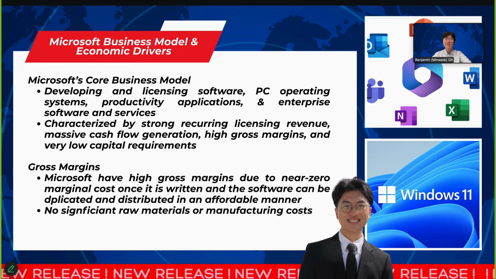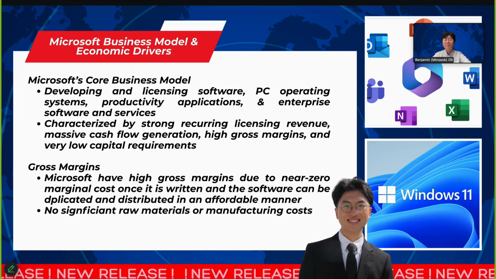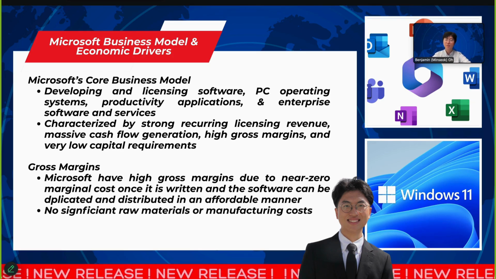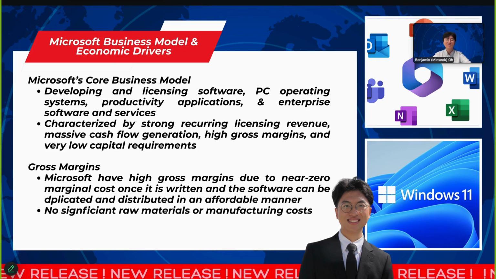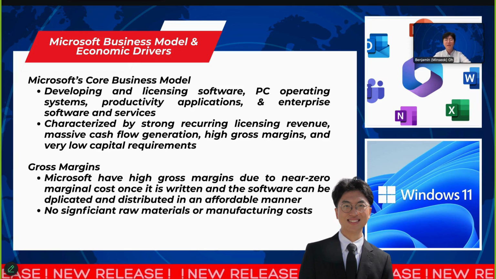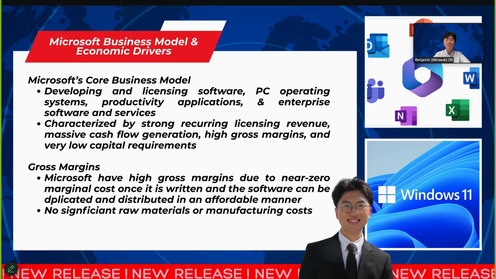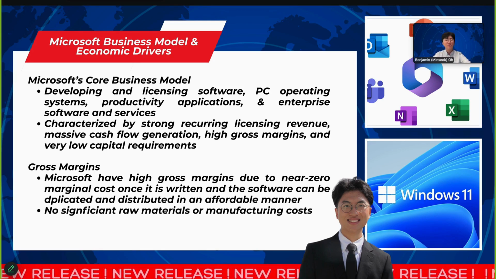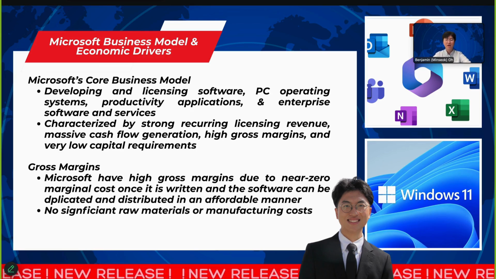In the current situation, Microsoft's core business model is developing and licensing software, PC operating systems, which include Windows, productivity applications such as Office 365 with Teams, Word, Excel, and enterprise software and services. Characterized by strong recurring licensing revenue, massive cash flow generation, high gross margins, and very low capital requirements, this is the core business model for Microsoft.